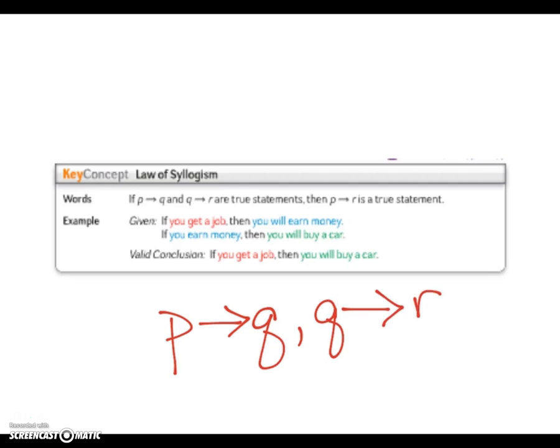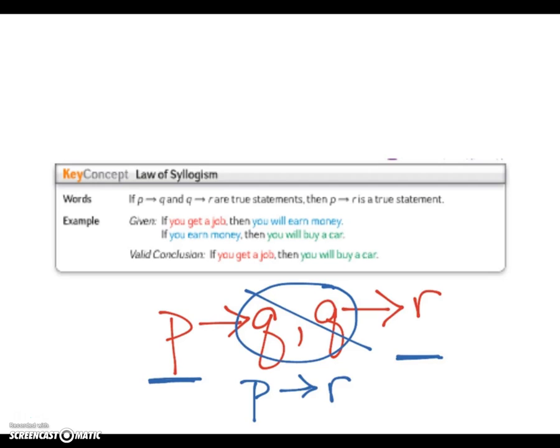And so what you're looking for here is that there is an overlap. Okay? So if you have this overlap, they're saying you can skip this middle step and you could just start at the beginning and go to the end. So you could just have P then R. So the important thing here is we're going to be looking for that overlap. In their example it says, if you get a job, then you will earn money. Okay? If you earn money, notice that's the overlap, then you will buy a car. And so your conclusion combines the other two parts, the parts that did not overlap.